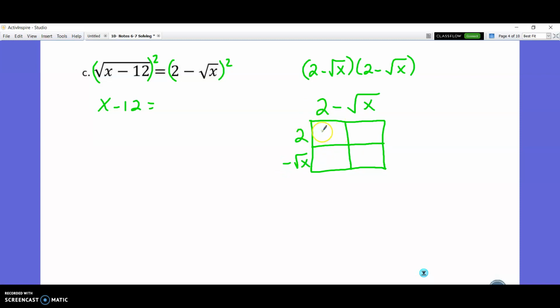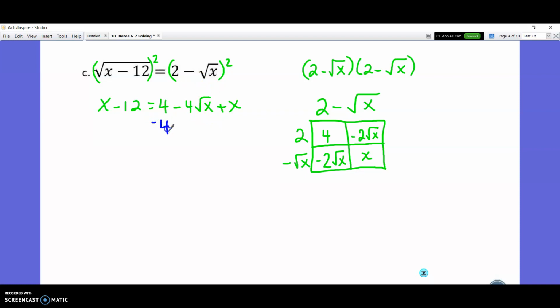All right, so here I would have 4, negative 2 square roots of x, here negative 2 square roots of x, and then here a negative and a negative is going to make a positive. Square root of x times square root of x is just x. So then adding these together, 4 plus negative 2 square roots of x plus negative 2 square roots of x plus x is going to be 4 minus 4 square roots of x plus x. Now we only have one radical, and we can go ahead and isolate that radical.